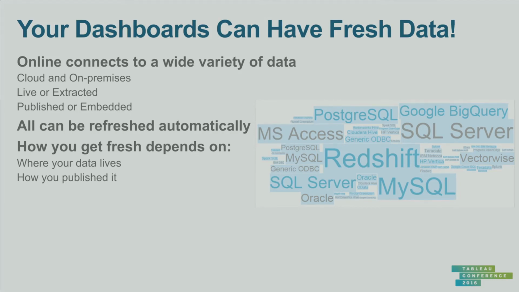So many different types of data, cloud and on-premises, live or extracted, and we'll talk about published versus embedded in a few minutes here. All this data can be refreshed automatically. And when I say refresh, I mean either just going and getting the new data via a query, or using an extract and getting a bulk delivery of data at one time and then refreshing it on a scheduled basis. And really, how you get it depends on where it is and how you published it. So a few little things from the beginning there.